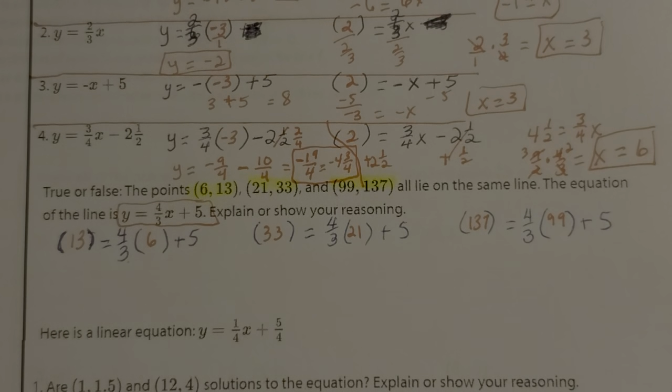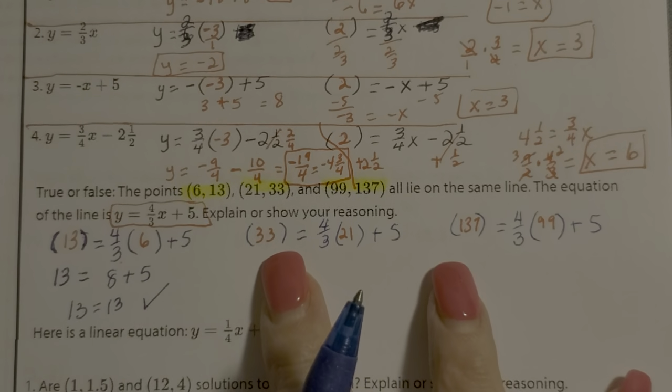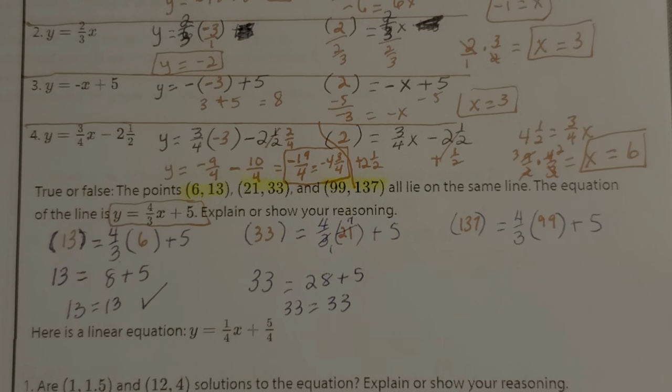On the first point, (6, 13), if we substitute those points in there, 13 for y, 6 for x, we get 13 is equal to 13. So that point is on the line. Substituting in the next point, (21, 33), let's see what happens. When we substitute that in there, we get 33 is equal to 28 plus 5. Well, 28 plus 5 is 33, so this point is also on that line.